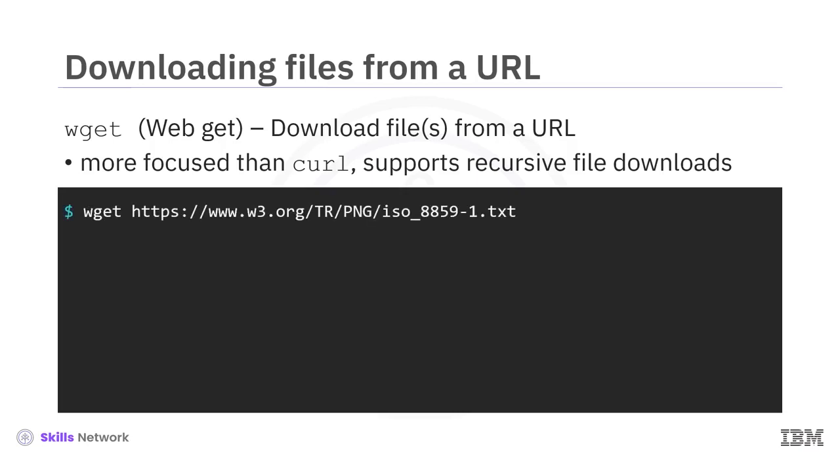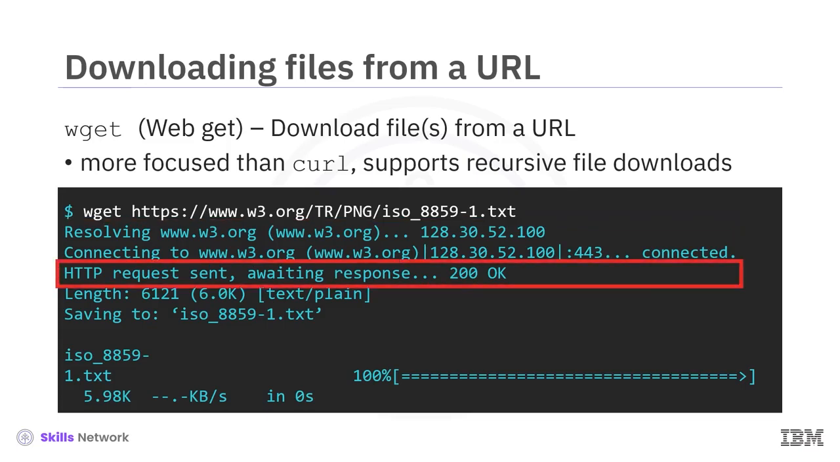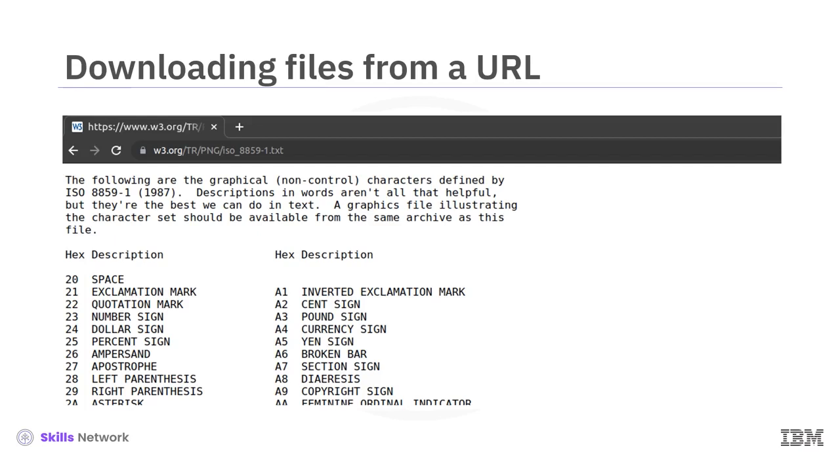Here you use wget to download a single test file called ISO_8859-1.txt, which is hosted by w3.org. wget returns information while it is downloading, such as resolving and connecting to the target server, HTTP request sent, awaiting a response, and saving the file, which it automatically names for you to the current directory. For reference, here is what your browser shows you when looking at the data located at the URL. It's a simple text file.